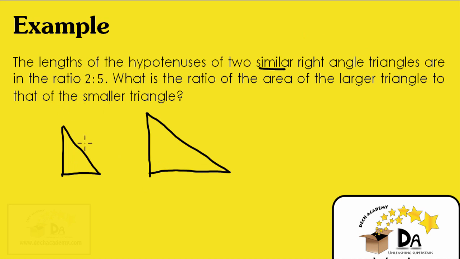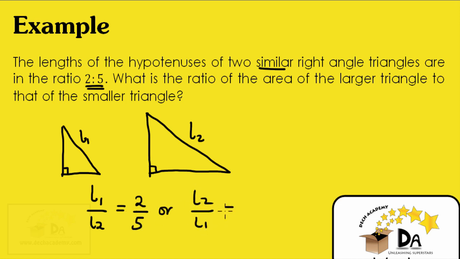And we're told that the hypotenuses, so this is the right angle. This side here is the hypotenuse, the side opposite the right angle. So I'll just define its length as L1. And the length of this hypotenuse, I'll call it L2. We're told that the lengths of the hypotenuses are in the ratio 2 to 5. That means that L1 divided by L2 is equal to 2 over 5, or L2 divided by L1 is equal to 5 over 2.